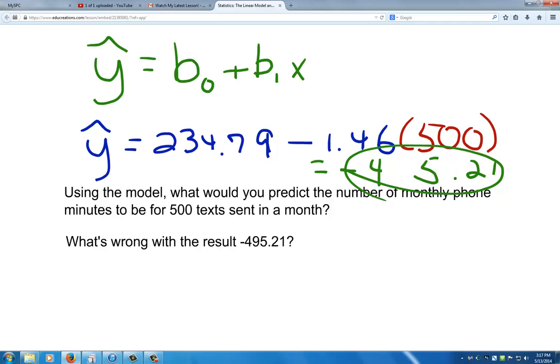The way to determine this for sure would be to look at the maximum value on your x-axis. In this case, we didn't have the individual data points to evaluate. However, by getting this result, we can assume that our model is not designed to accommodate values as large as 500.